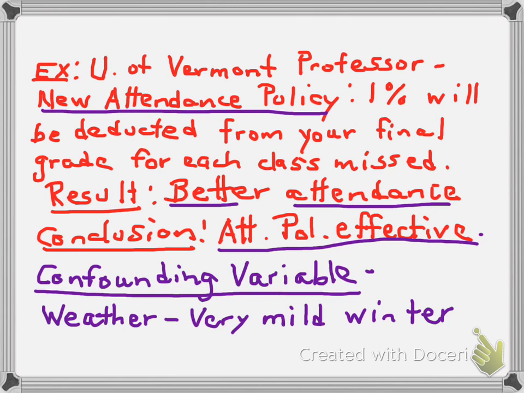What the professor failed to take into account was a confounding variable. What had happened that semester is that the weather was very mild, a very mild winter. The University of Vermont can get very large amounts of snow, which of course would affect attendance if the weather's bad. So the confounding variable of weather is confounded with the variable of interest, which is the attendance. The conclusion may be incorrect because of that confounding variable of weather.